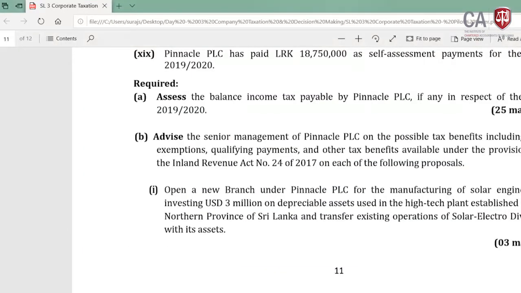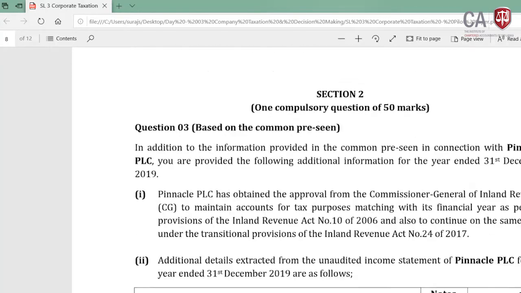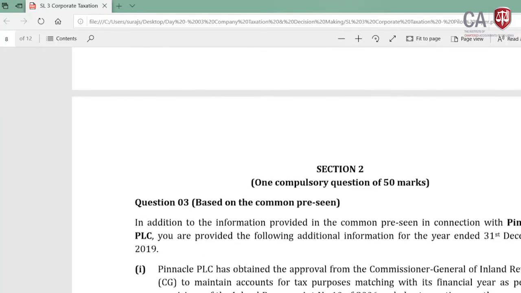Now, in the question, we will read the question and analyze the points one by one. Now, in addition to the information provided in the common pre-seen in connection to Pinnacle PLC, you are provided the following additional information for the year ended 31st December 2019. The year end is 31st December.